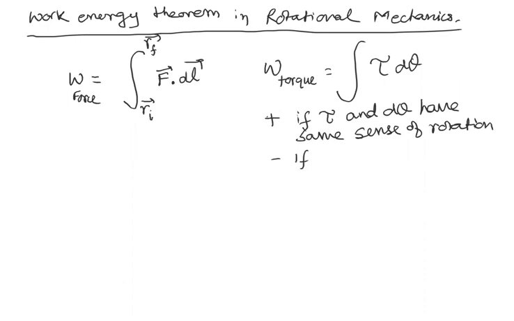You get the work done to be negative if torque and angular displacement have opposite sense of rotation. Please don't think of it in terms of dot products. If torque is something I cap, something J cap, and theta is something I cap, something J cap, then you can work out the product, no problem. But I don't think that will ever happen. Okay?